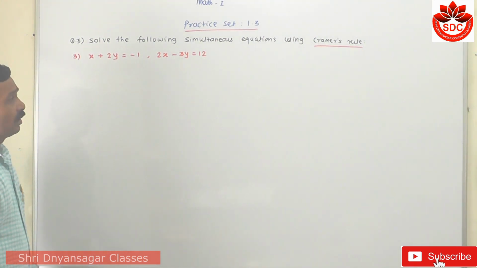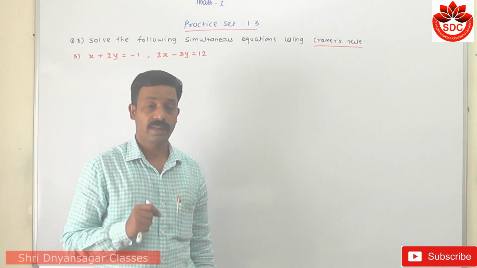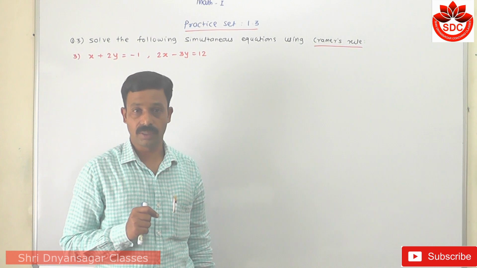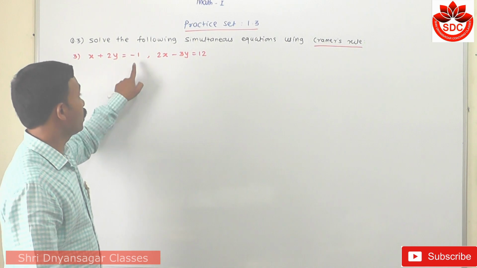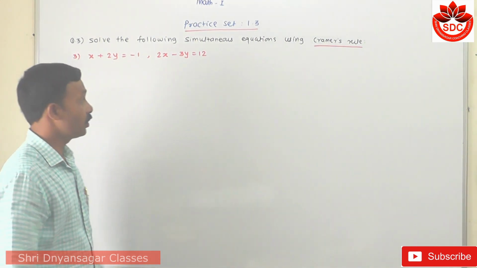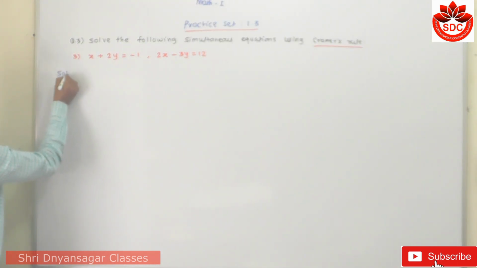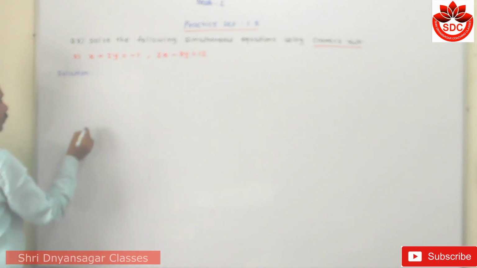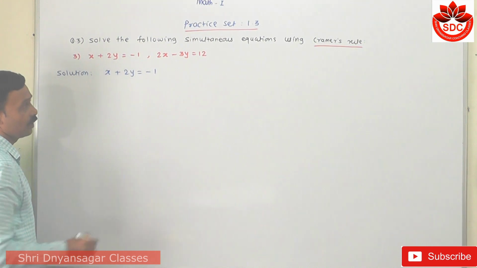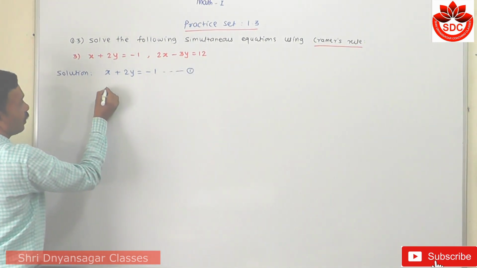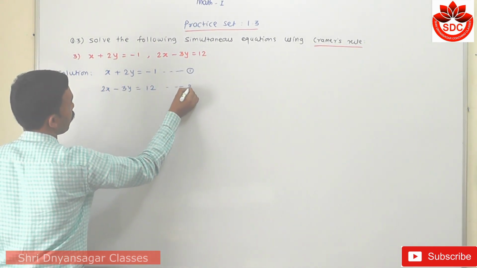Now, students, for solving by Cramer's rule, we write the equations in standard form, and the standard form is ax plus by is equal to c. That means take the constant term to the RHS side. Already in this question number 3, the constant term is on the right hand side. So I number the equations. The first equation is x plus 2y is equal to minus 1, equation number first. Second one is 2x minus 3y is equal to 12, equation number second.